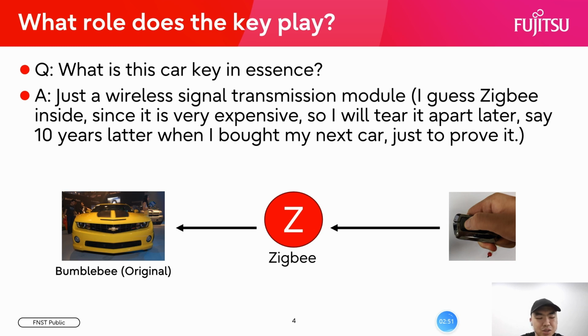So I would just go for the Bumblebee. I love Transformers. Bumblebee is my favorite. And I'll tear my key apart to prove that it is Zigbee inside. Anyway, we're using Zigbee to control Bumblebee. Anyway, they're all bees.